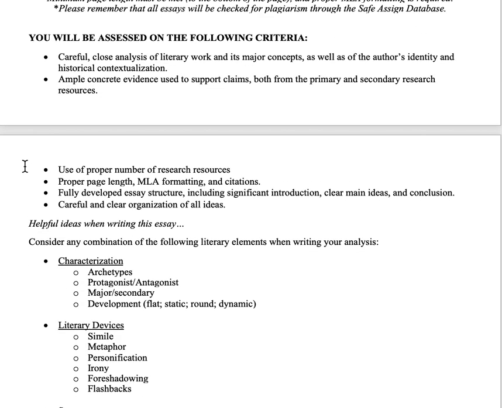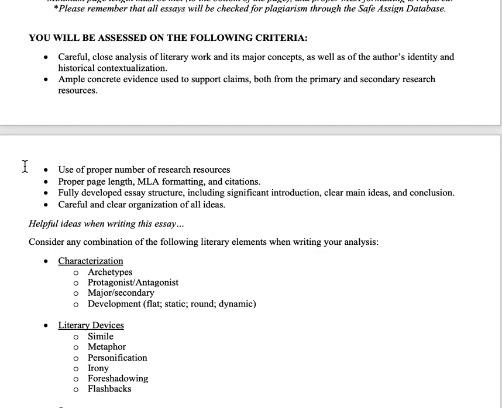So you guys are going to be graded on making sure you have good, close analysis of the literary work and its major ideas, primarily. So again, that's keeping the focus on analyzing the text itself as a piece of literature, and then secondarily incorporating elements around the identity or the historical context. Good concrete evidence, again in the form of quotes, to support your claim from both the primary and the secondary sources. Proper number of sources, so 1 at least.